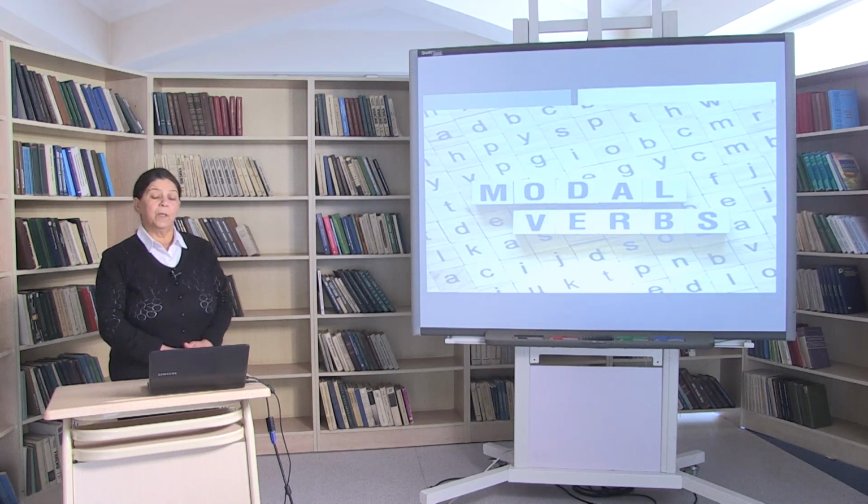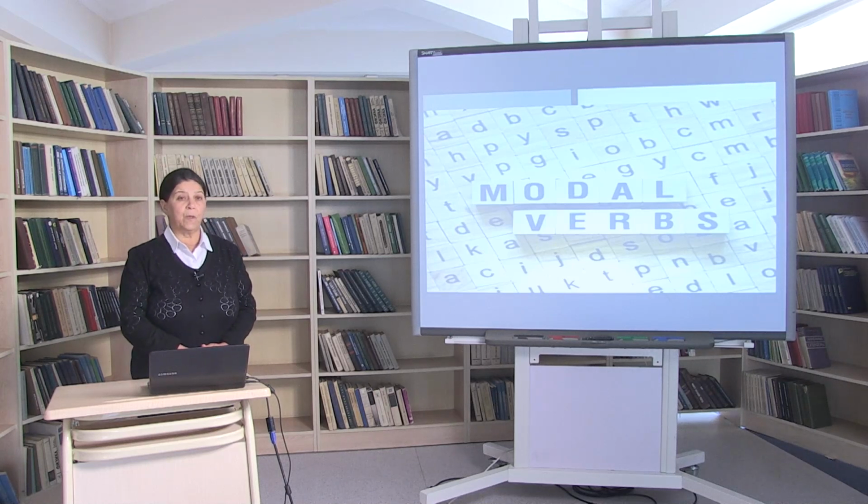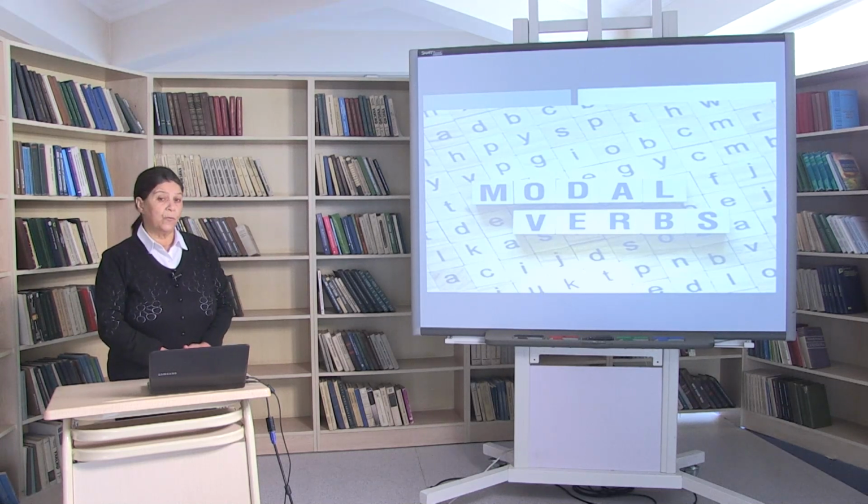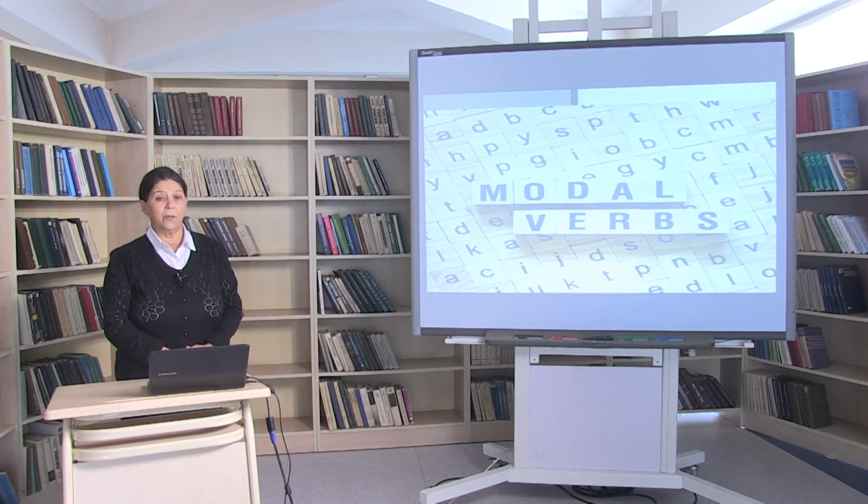A modal verb differs from full verbs because the full verbs' interrogative and negative forms are used by means of auxiliary verbs. For example, I go to university. In interrogative form: Do I go to university? In negative form: I don't go to university.